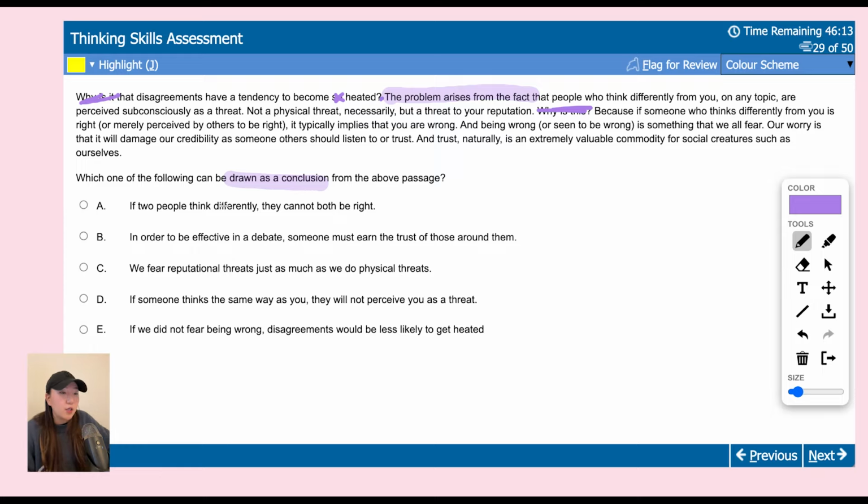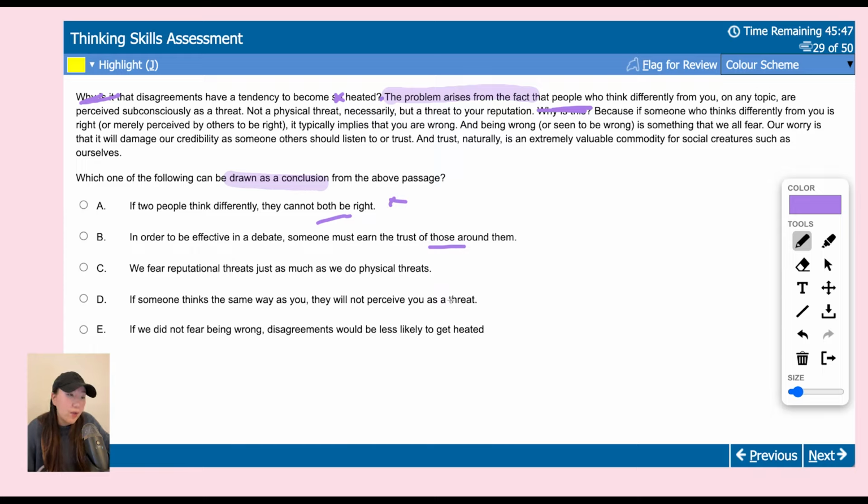So what can be drawn as a conclusion? "If two people think differently, they cannot both be right." That's not true. It just implies that it's often the case, but it's not always the case. "In order to be effective in a debate, someone must earn the trust of those around them." That's also not true. We're saying that we're worried about losing trust as a result of being wrong, not the other way around. "We fear reputational threats just as much as physical threats." There's no discussion of which one is greater or smaller.